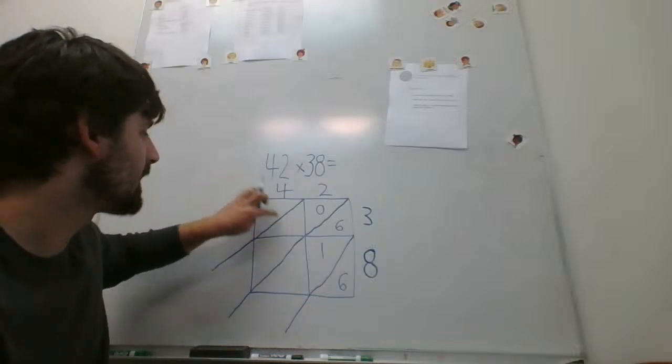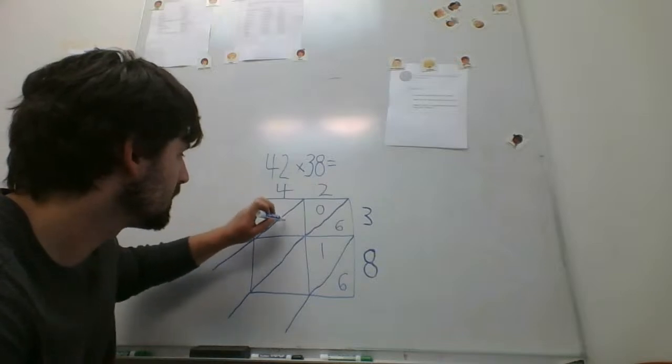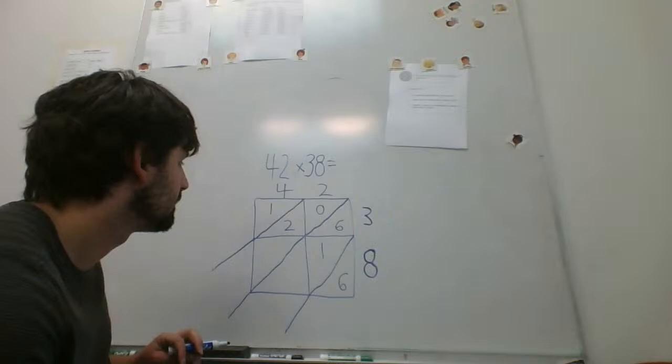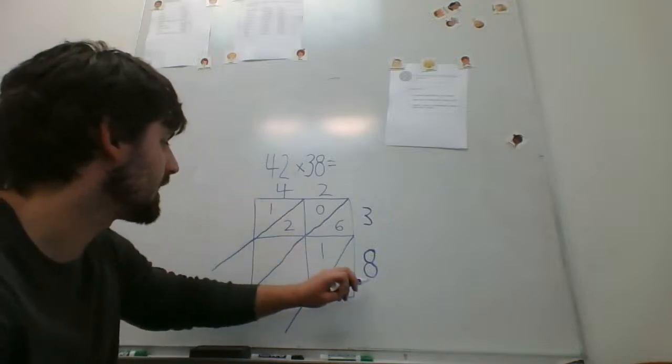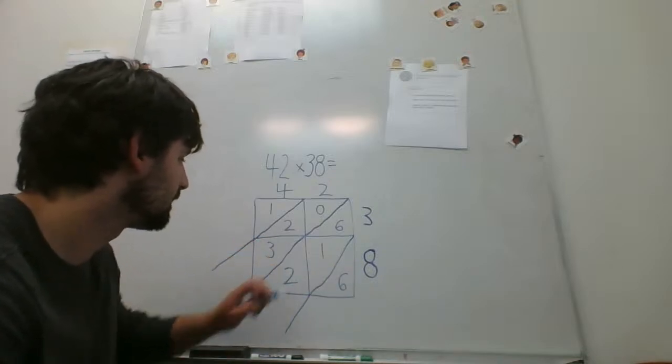Now in these boxes, I'm going to multiply 4 times 3. 4 times 3 equals 12. And then for the bottom triangles, 4 times 8. 4 times 8 equals 32. So we have a 3. We have a 2.